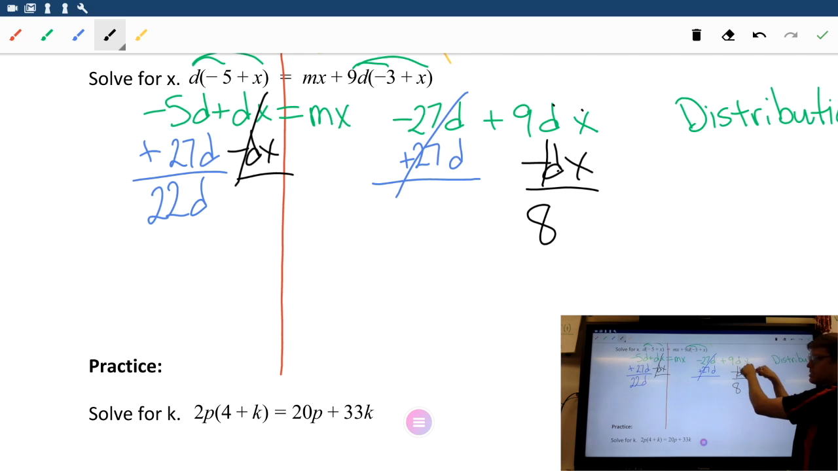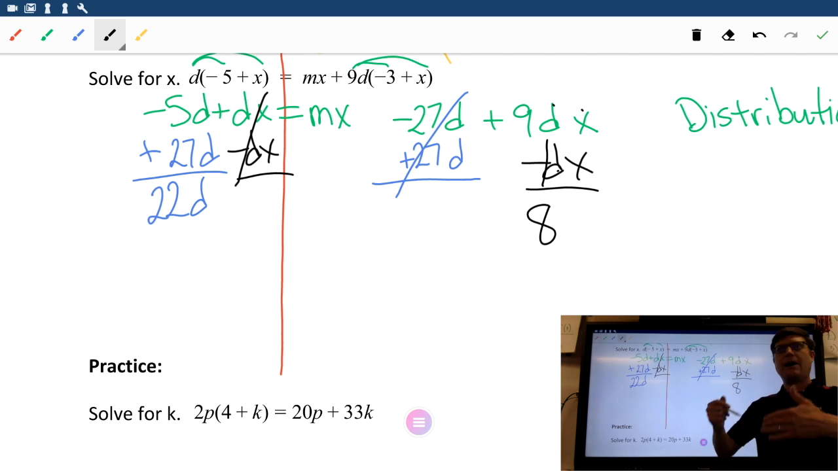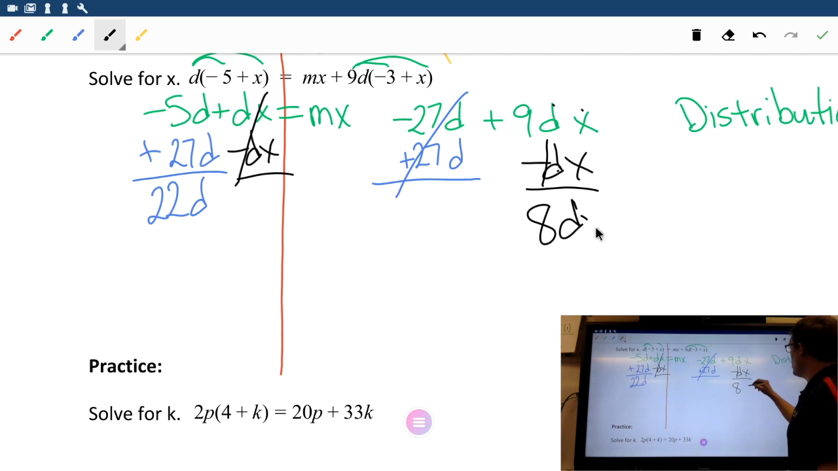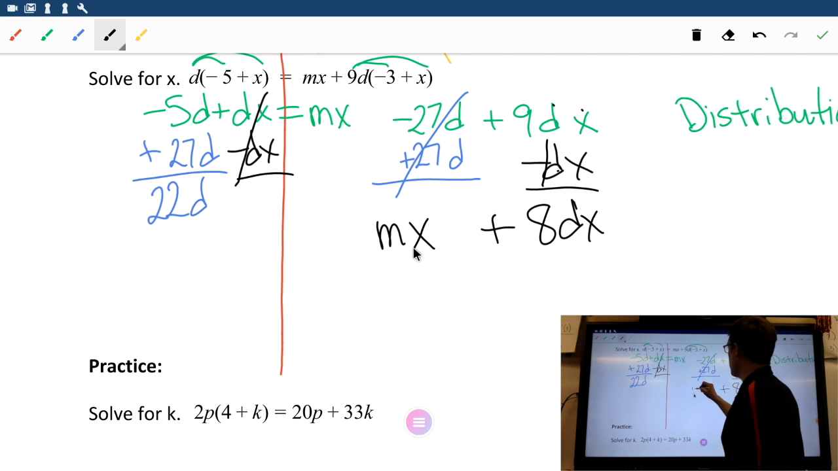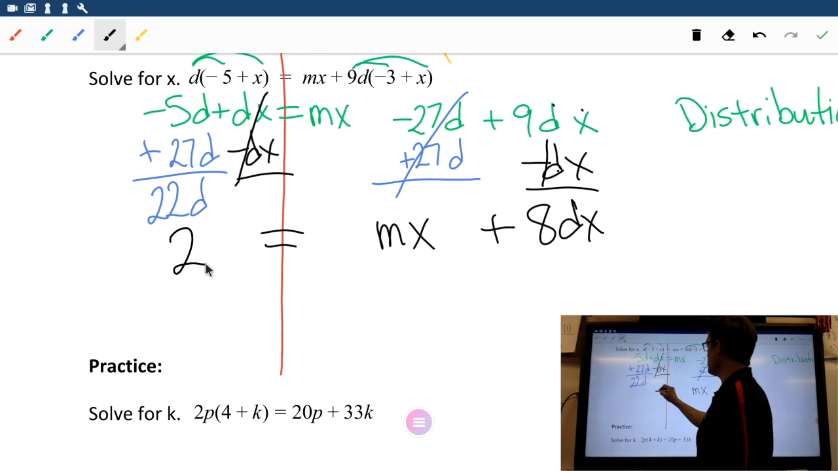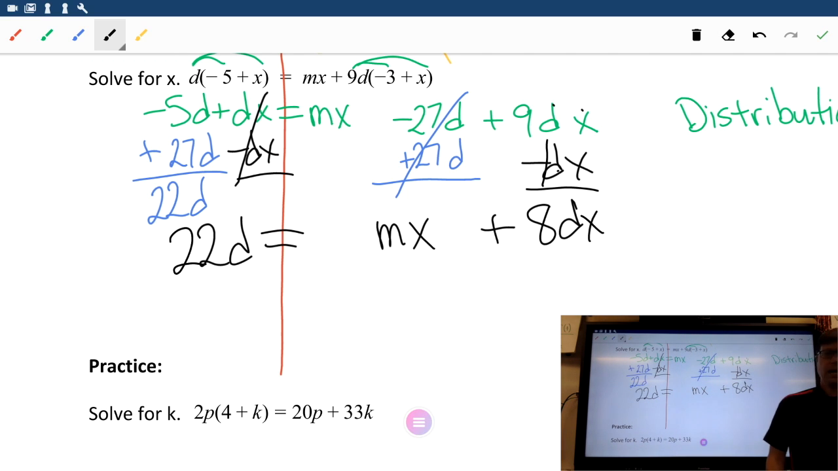and then the dx things come together. I can't put dx with the mx yet. There's a trick we're going to do. I can't put it over here because the letters don't match. The letters have to match to be like terms. So 8dx, it's plus mx. It equals 22d. I'm not done. I'm ready for that trick that I described in the previous example, though.